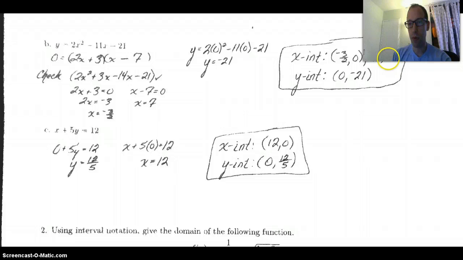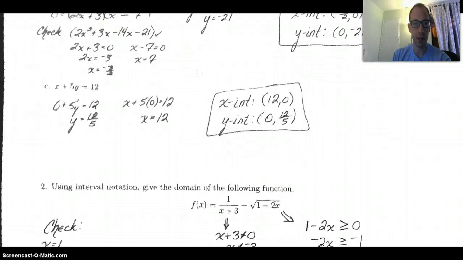The y for both of those will be 0, the y coordinate, because it's an intercept. And then to get the y-intercept, I just plug 0 in for x, I get this equation, and solve to get y equals negative 21. Or you may remember this quadratic here is in the general form, and in the general form, that c at the end is just the y-intercept.